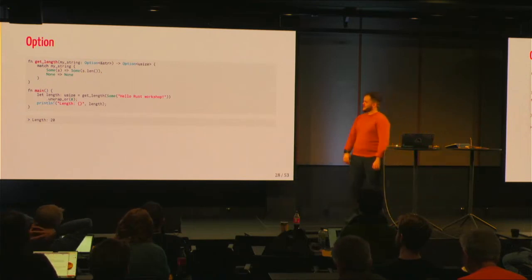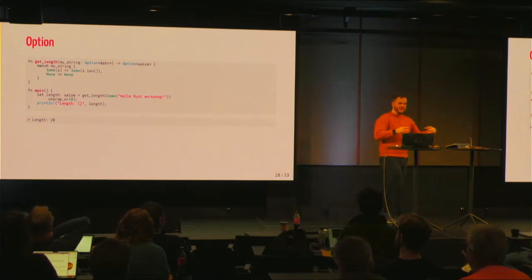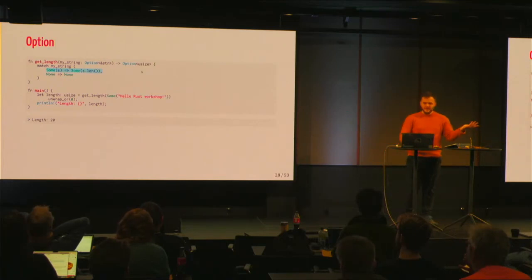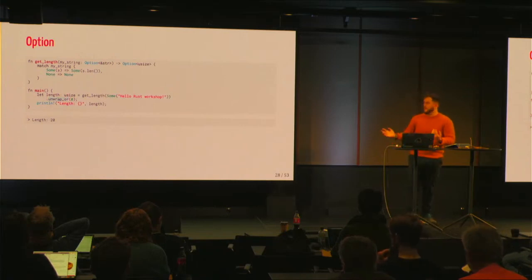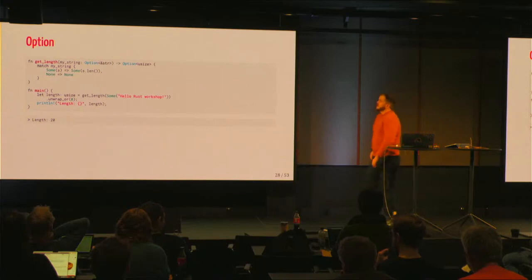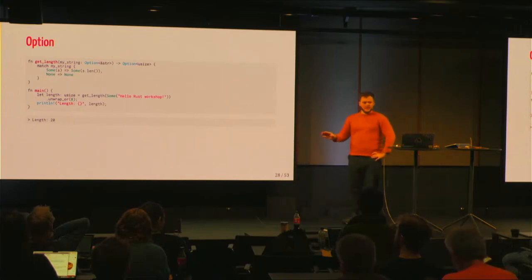You would have other options, but in this case, we just say unwrap if it's Some, otherwise give me the value 0. In this case, we have sent in a text, hello Rust workshop, and the size is the length of it, and we get the underlying value from the option and print out length is 20. That's option. Does anyone have questions about pattern matching and option thus far?